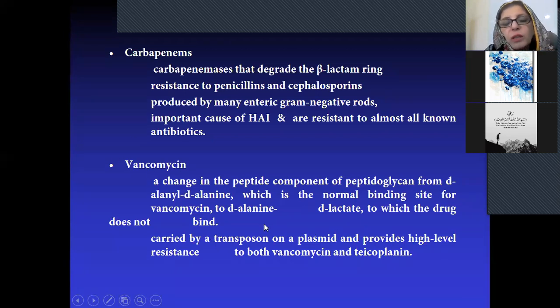And this is brought about by a transposon, which is on a plasmid. A transposon could be on the bacterial chromosome or it could be on the plasmid. So in this case, vancomycin resistance is carried by the transposon on the plasmid, and it develops a high level of resistance to vancomycin and teicoplanin, both of the same group of antibiotics.